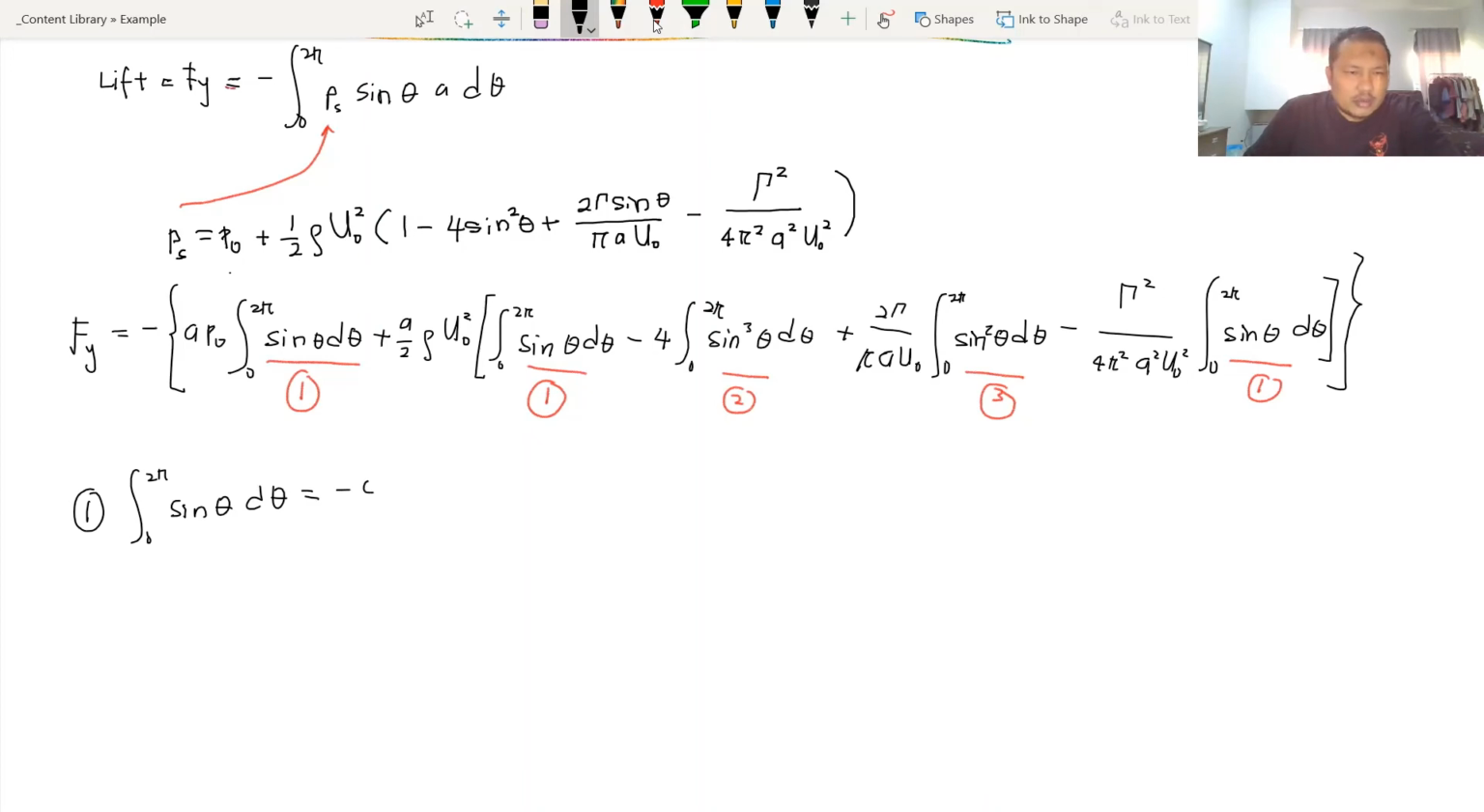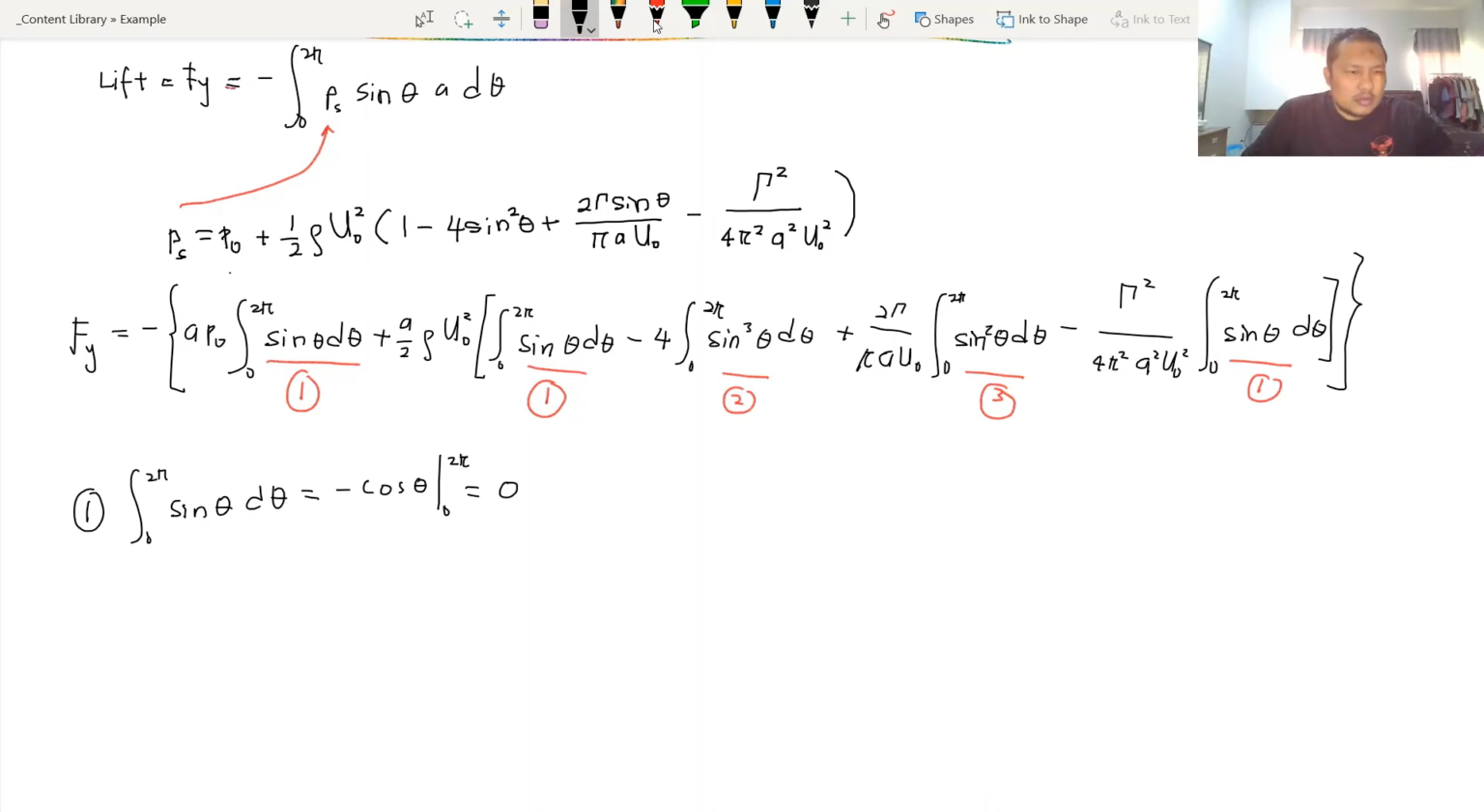And then we got this cos theta. So from 0 to 2 pi, this is equal to 0. This is equal to 0. Right? This is equal to 0. All right, next, we solve number 2. Okay, solve number 2. We have the number 2 here.